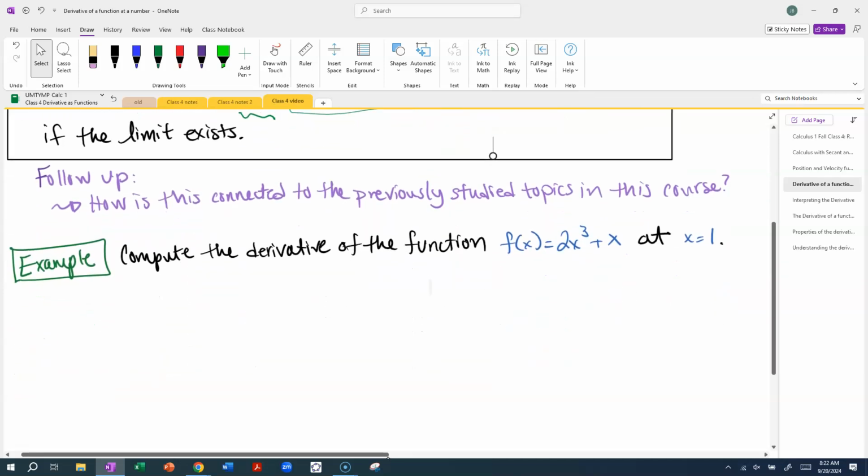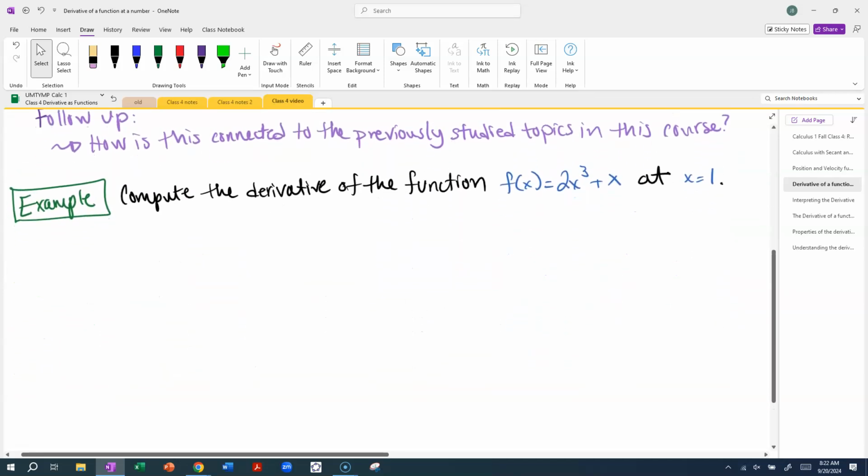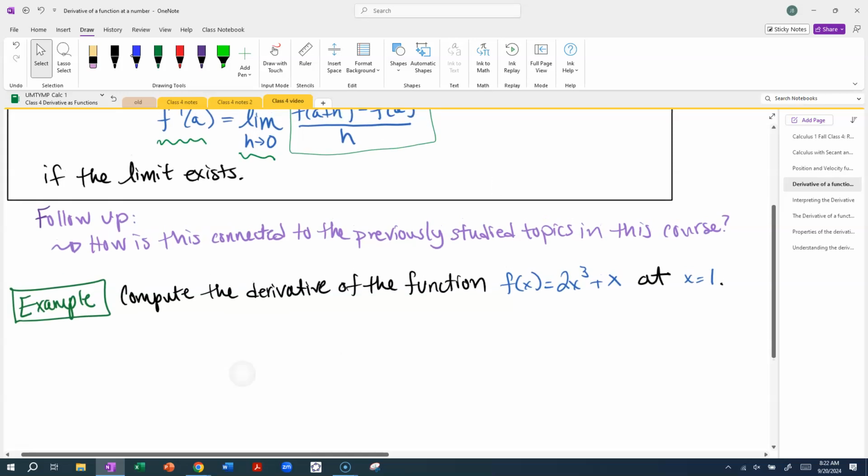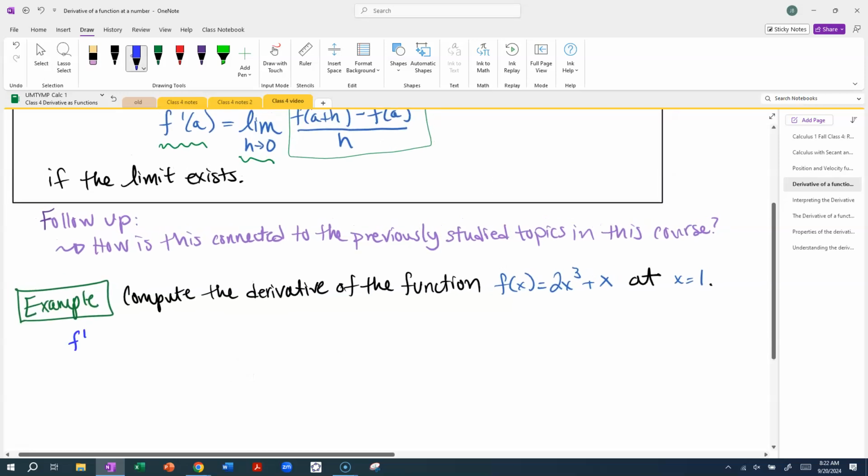So let's get some practice with this. It says compute the derivative of the function at that point, right? According to the definition, I need f prime at 1. That is going to equal the limit as h approaches 0, and I'm just following the definition: f of 1 plus h minus f of 1, all over h, and limit as h goes to 0.